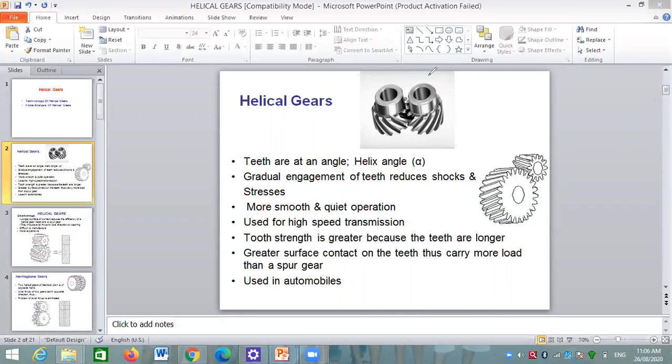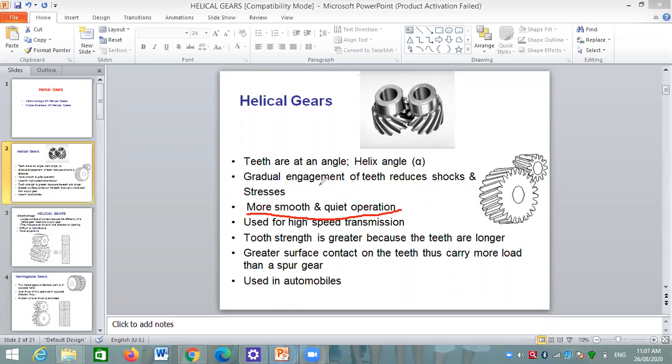Due to the gradual engagement, there is more smooth and quiet operation. Means while transmitting the power and the motion, the operation is smooth and quiet. Less noise is generated. If we compare the helical and the spur gear, the operation of the spur gear is noisy as compared to the helical gear.